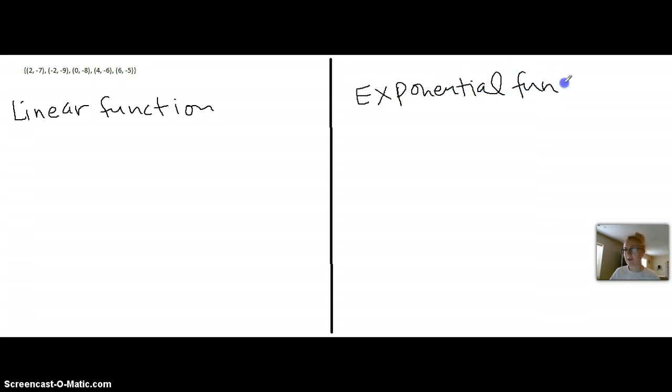And first of all, I want you to be able to tell the difference between these two by looking at a graph. So if we have a graph of a linear function, that means that our graph is going to look like, what do you think? What word do you see in linear?